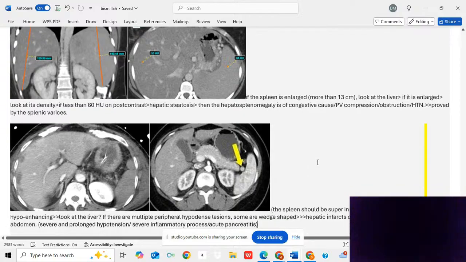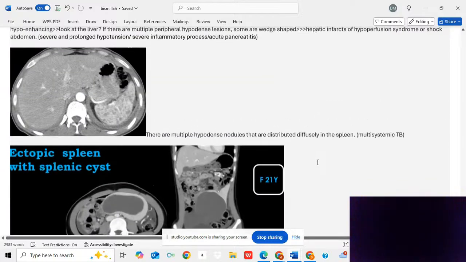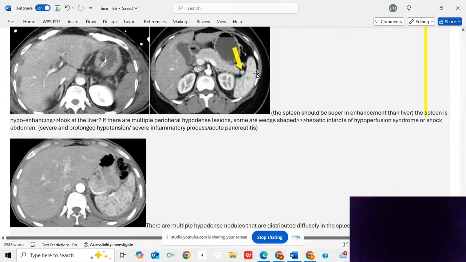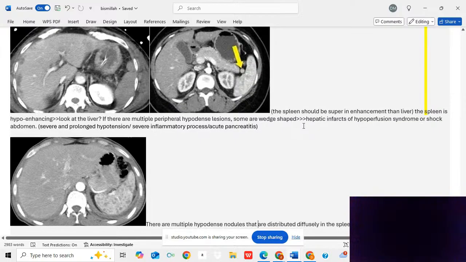You need to know the normal splenic size and enhancement and location. Okay, so the size of the spleen shouldn't be less than 10 centimeter and shouldn't be more than 13 centimeter. This is the normal size. The normal location should be in the left hypochondrium.